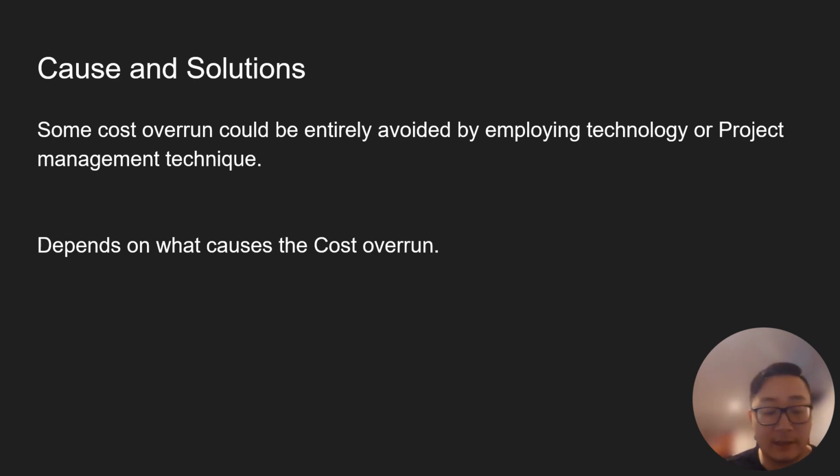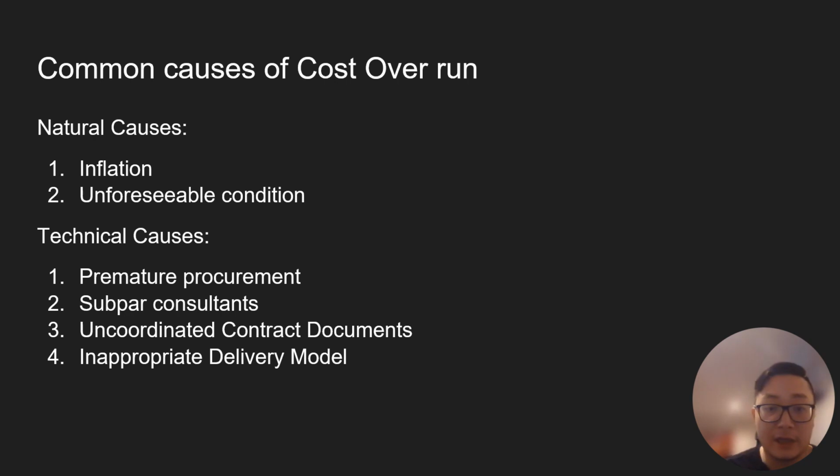Well, cost and solution. Some cost overrun could be entirely avoided by employing technology or project management techniques, depending on where the cost overrun came from. So here are some common causes of cost overrun. A natural cost, something that we can avoid, as I said before, is inflation. We're using an inflationary benchmark. That's something that we can avoid, since we are using money to value to determine the value of the project. Unforeseeable conditions, nobody can avoid that since nobody can see into the future.